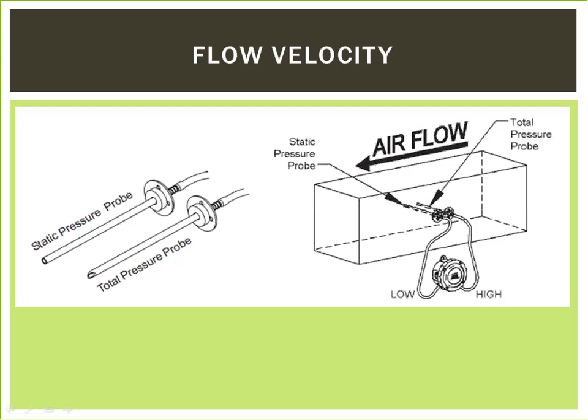The difference between the total pressure reading and the static pressure reading is the velocity pressure. If you connect the total pressure probe to the high port on a differential pressure sensor and the static pressure probe to the low port on the differential pressure sensor, then the sensor's output will be the velocity pressure.